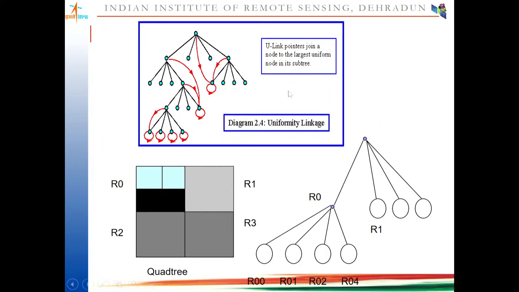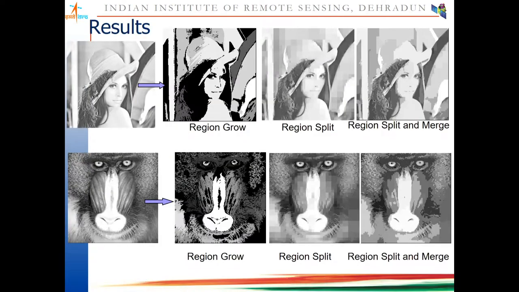So you can see diagrammatically U-link pointers that join nodes to the largest uniform node in the subtree, right? And therefore the quad tree is formed and segmentation is achieved. Now results here, you can see there are 2 examples given with the region growing method, and the region split method. So you see we had some blocky appearances coming here, and this is the split and merge method.